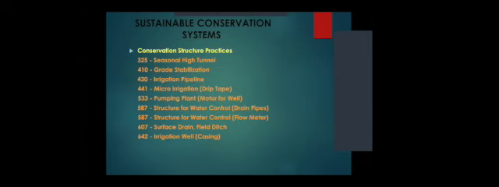But at the same time, another structure for water control may also be a flow meter on that well, so you can determine the amount of water being produced by that well. And you might even need a field ditch to drain the water away from that high tunnel system. These are all structural practices that you can get cost share assistance for through the Environmental Quality Incentives Program, the EQIP program, through the Natural Resources Conservation Service.